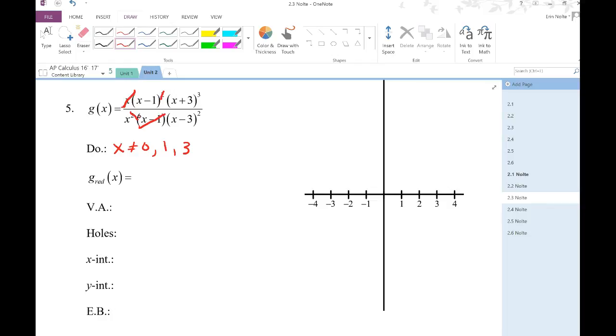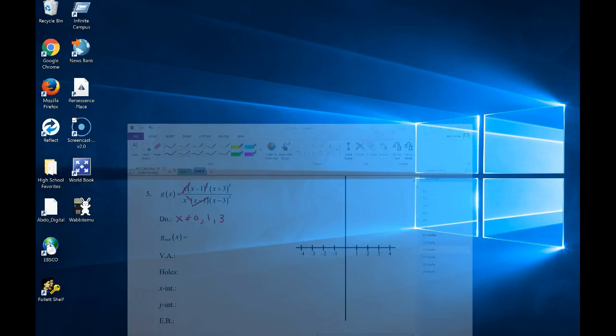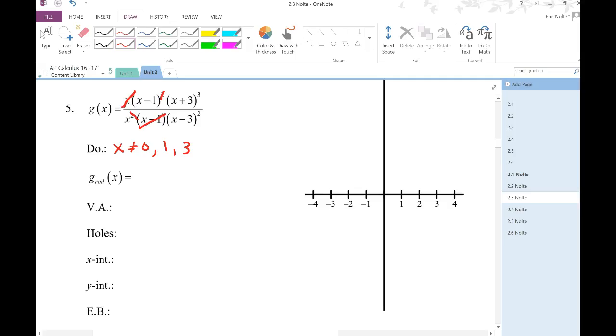Okay. All right, so my reduced version of this becomes x minus 1, x plus 3 cubed, x squared. Everybody good there? Yep. Okay. So now I can find my vertical asymptotes from my reduced version.